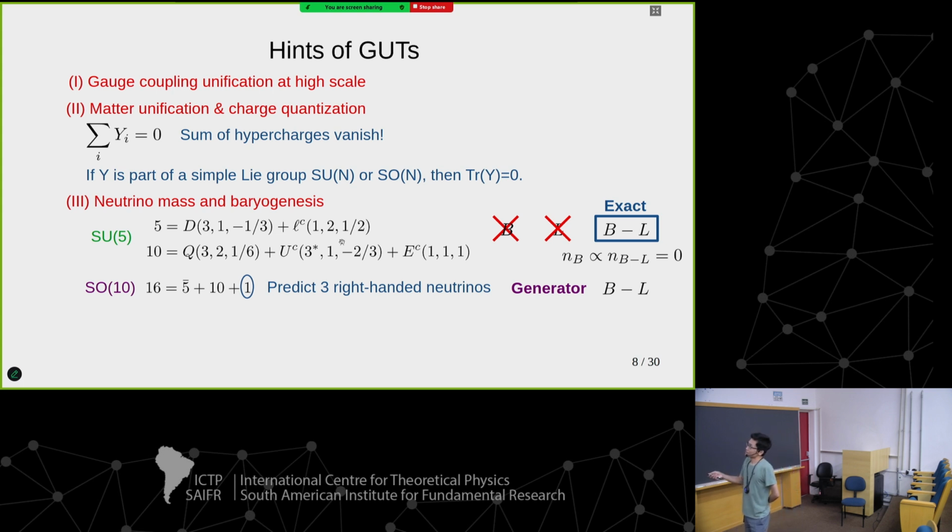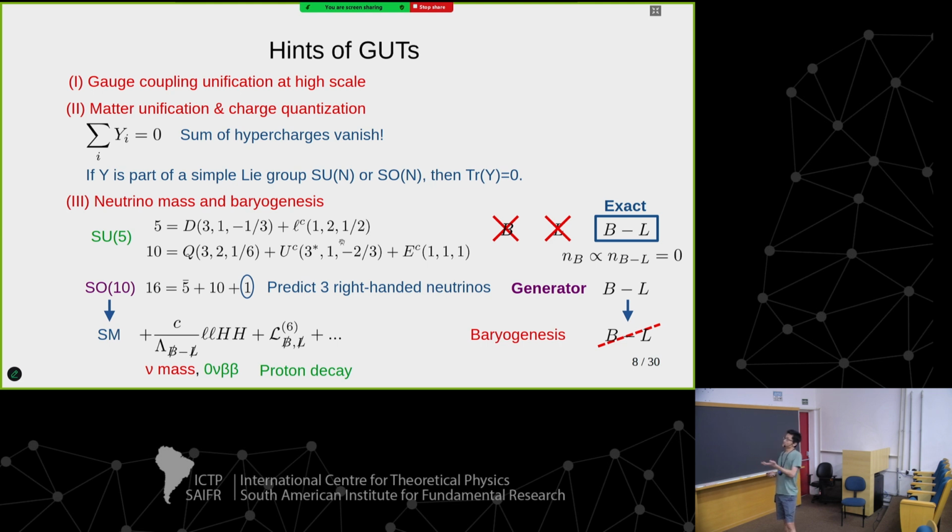So I thought you predict three, because the 16 fits all the fermions of one generation. Since you have three generations, you are forced to have three right-handed neutrinos. And now B minus L is no longer mysterious, because it's part of the generators of SO(10).